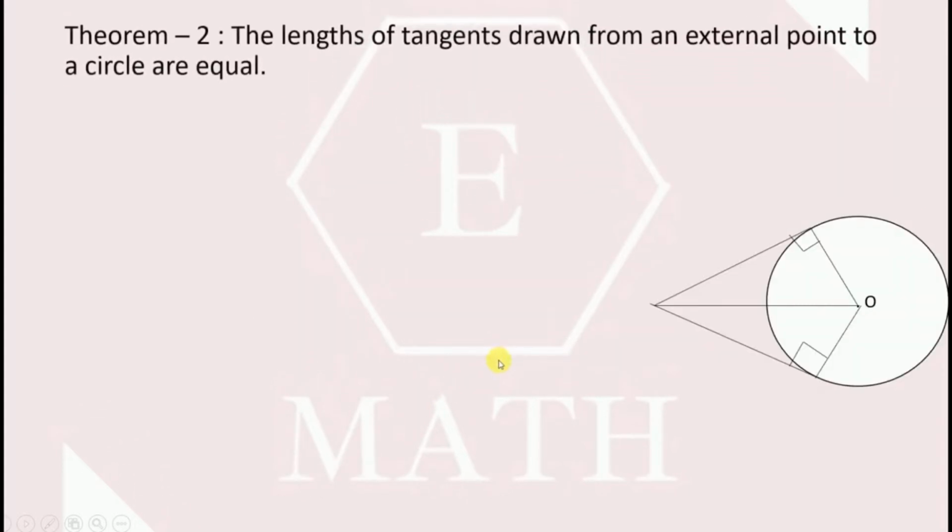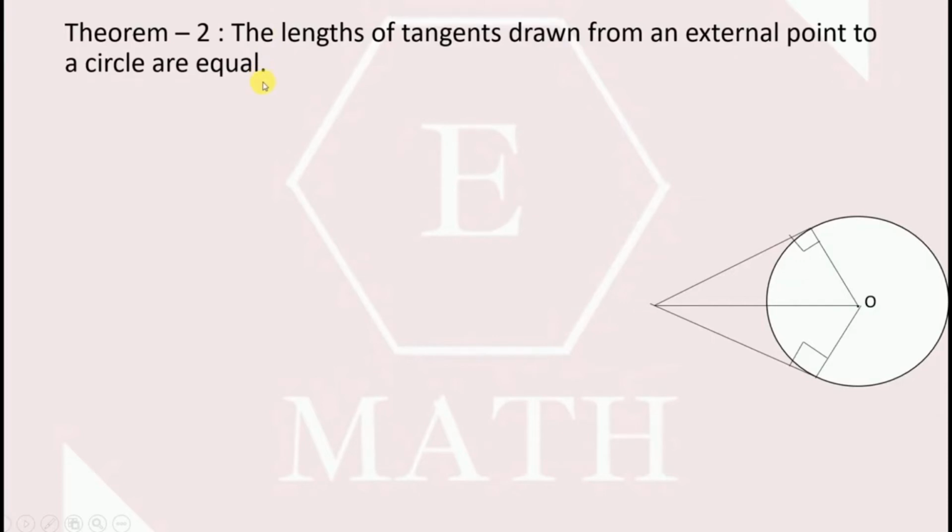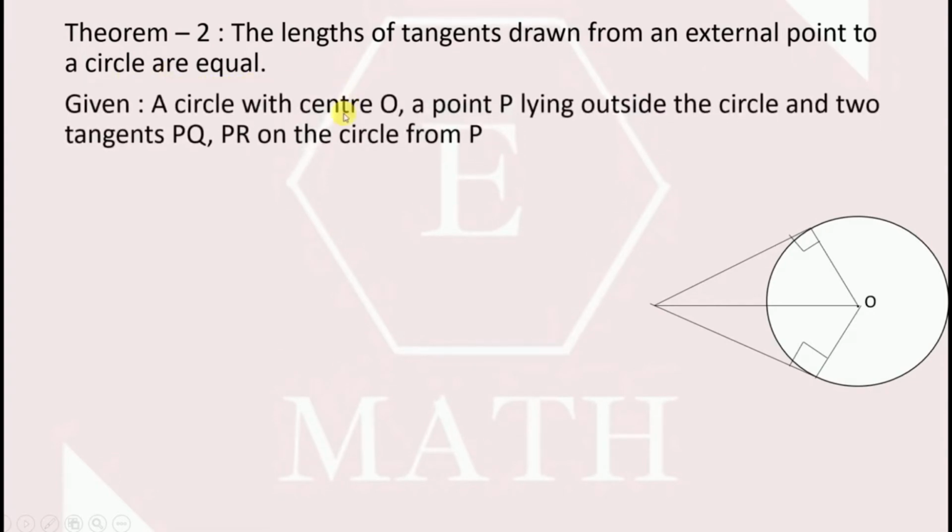Let's look at another theorem in this chapter. Theorem 2 says that the lengths of the tangents drawn from an external point to a circle are equal. So what is given in the theorem? A circle with center O, a point P lying outside the circle, and the two tangents PQ and PR on the circle from the point P. Then what is to be proved is that the lengths of PQ and PR are equal.